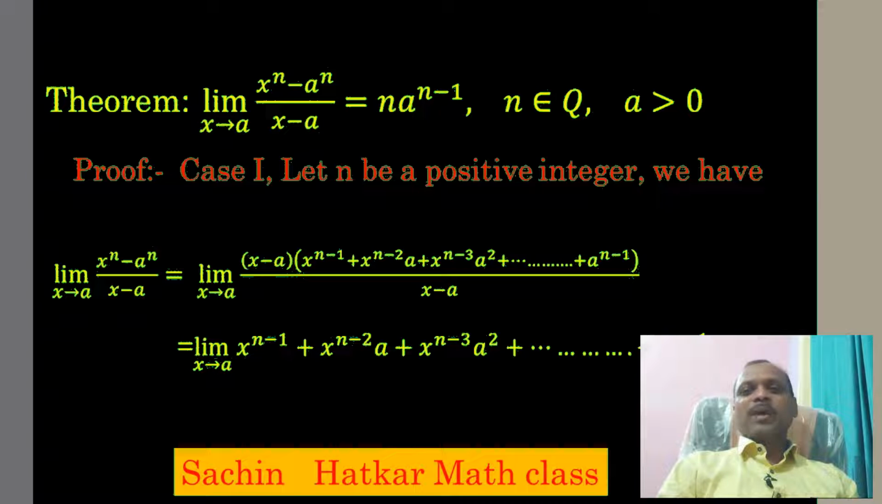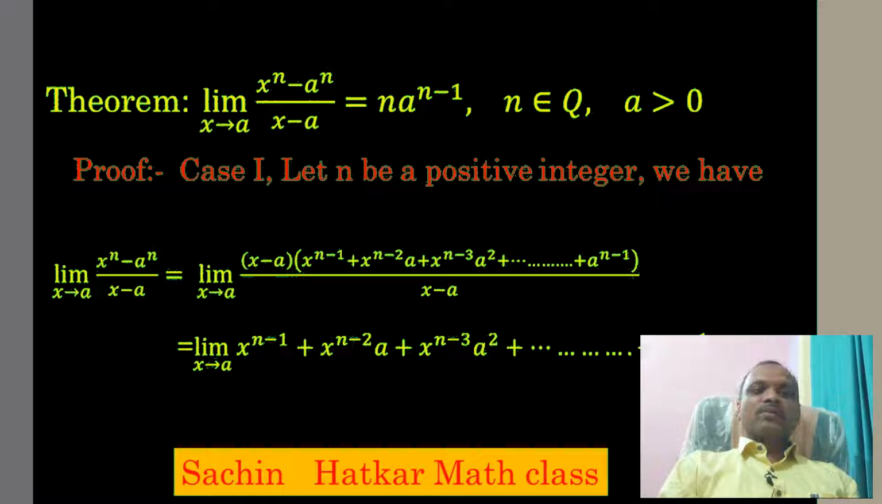limit is in mathematics. Now when n is a positive integer, you can see that one factor is x minus a, and the second factor is x raised to n minus 1 plus x raised to n minus 2 into a plus x raised to n minus 3 into a square, up to a raised to n minus 1. In the numerator x minus a, in the denominator x minus a, we can cancel this, and when we cancel it, we get the term x raised to n minus 1 plus x raised to n minus 2 into a, up to a raised to n minus 1.